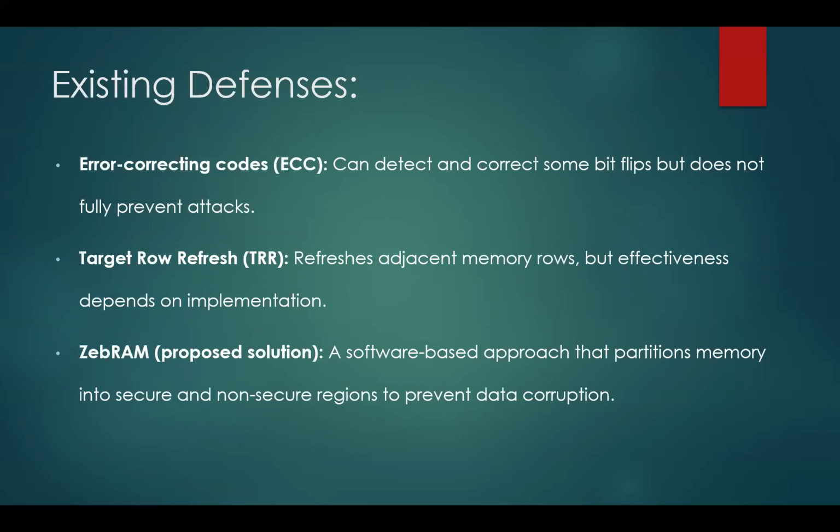So, what are the existing defenses? Traditional software-based defenses such as error-correcting codes and target row refresh have limited effectiveness because they rely on detecting and correcting bit flips rather than preventing them entirely. Since Rowhammer is a fundamental hardware issue, attackers have continuously adapted to bypass software mitigations, requiring more robust security measures.